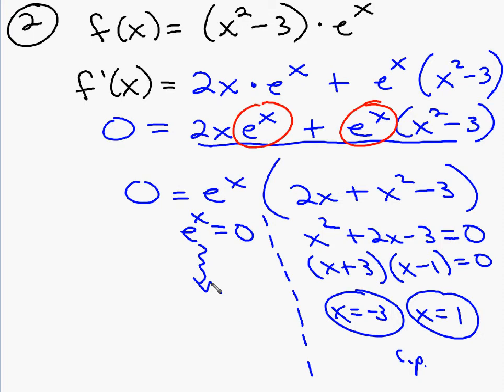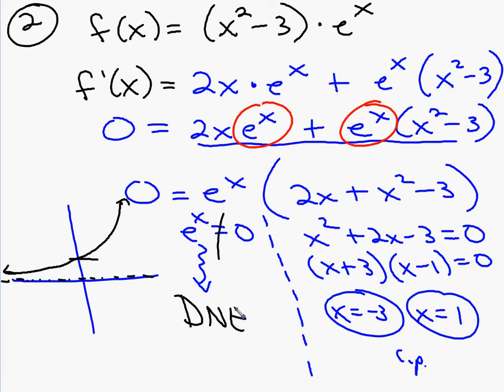Well, this is where it helps us to remember our function family. What does the graph of e to the x look like? Doesn't it look like that? Is there ever a place where e to the x equals 0? Remember, there's actually a horizontal asymptote right there. The regular e to the x function never equals 0, so there is nothing here. That one does not exist. But I still have two critical points.